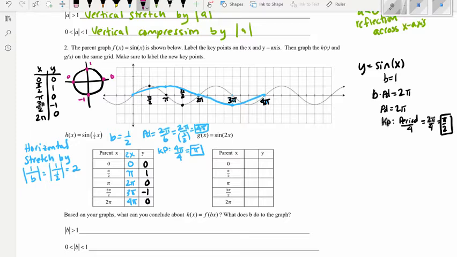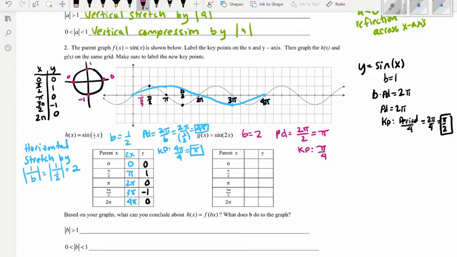So for the next one, let's go ahead and look at when our b value is equal to 2. So when our b value is equal to 2, that means the period would be equal to 2 pi divided by 2, which is pi. So now our period is equal to pi, and the key points would be the period divided by 4, so pi over 4. So now we're going to be counting by pi over 4 on our graph. So we have 1 pi over 4, which is right here.